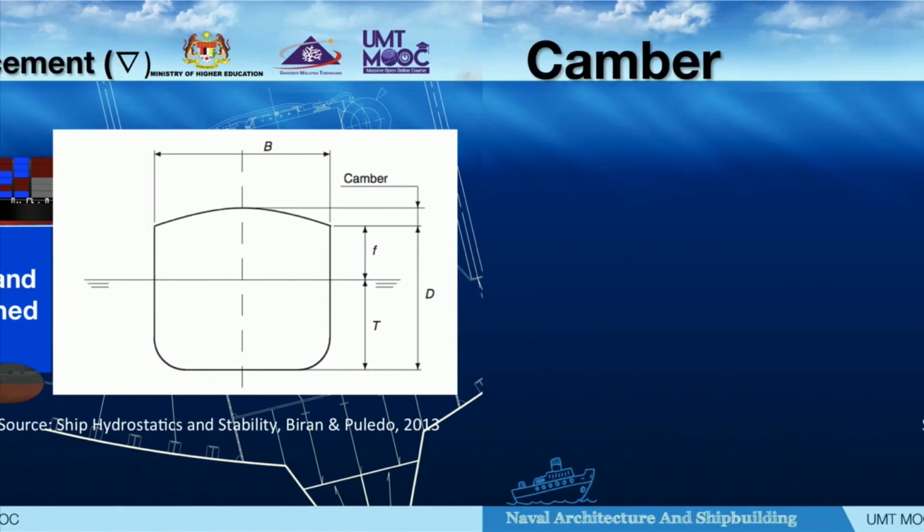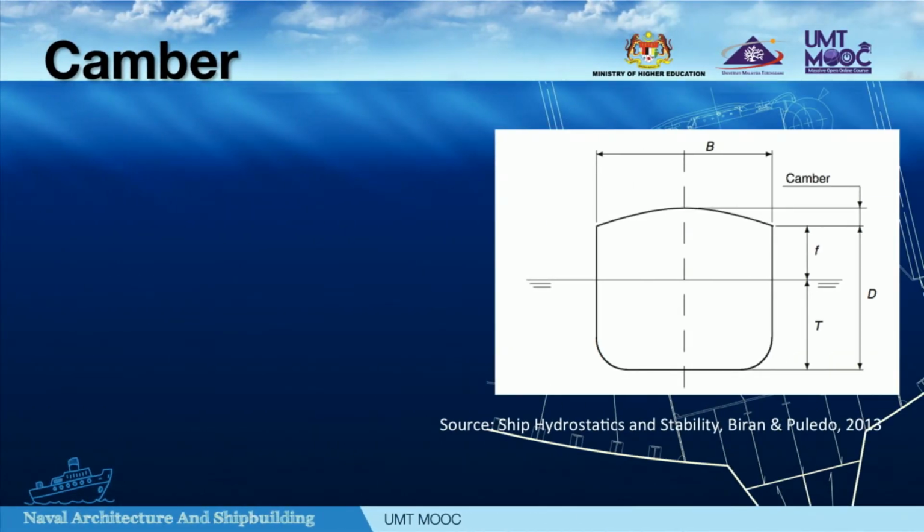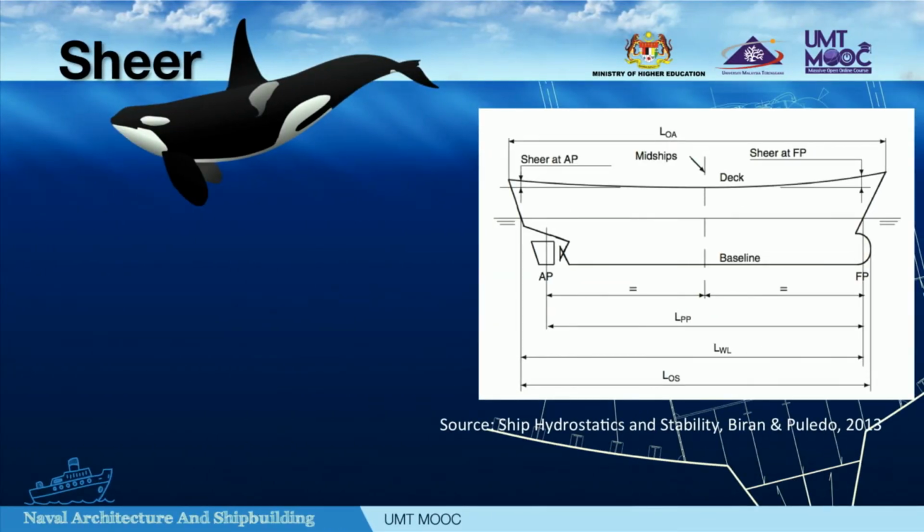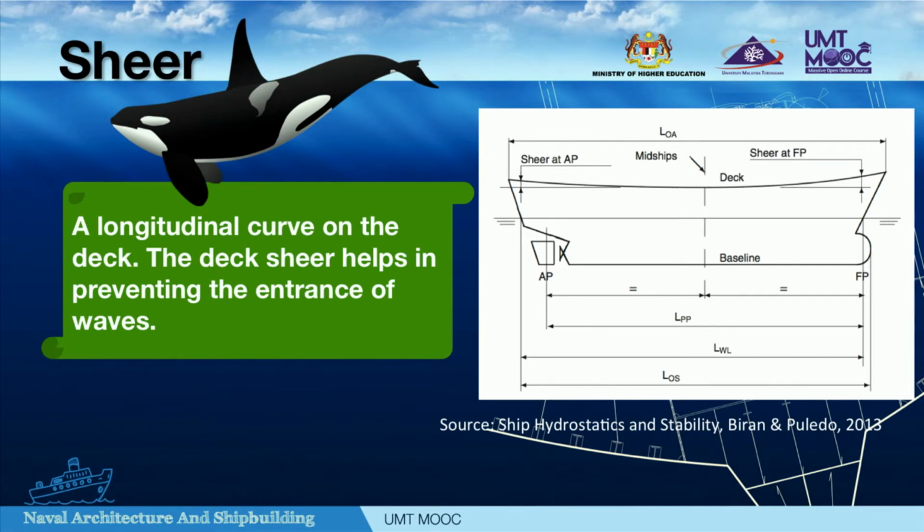Some large ships have decks with transverse curvature that facilitates the drainage of water. The vertical distance between the lowest and the highest point of the deck in a given transverse section is called camber. In a vessel, sometimes there is a longitudinal curve. Such a curve is called shear. The deck shear helps in preventing the entrance of waves and is taken into account when establishing the load line in accordance with international conventions.